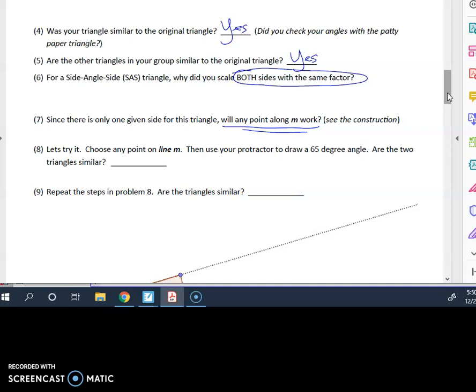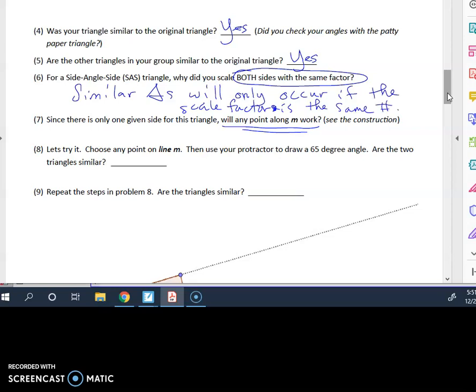So why, for side angle side, is it important to scale both sides of the triangles? Because similar triangles will only occur if the scale factors are the same. Scale factor is the same number. So in other words, if I'm using 2 and 2 in these triangles, and if all the scale factors are 2, we should end up with triangles that will be similar to each other.